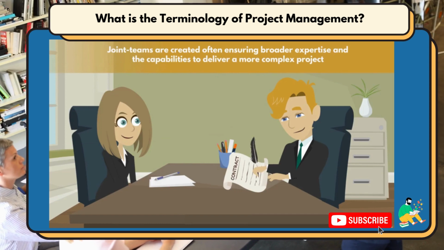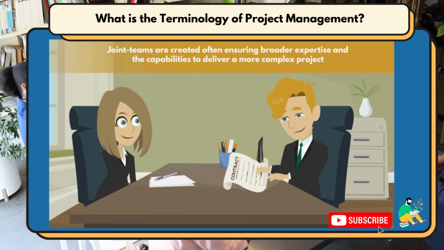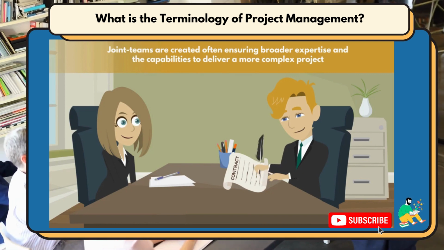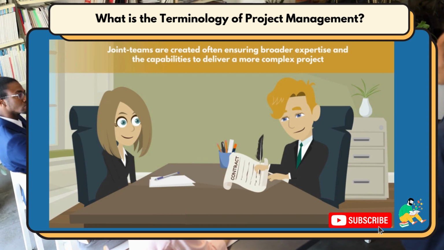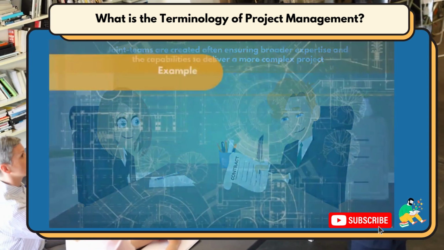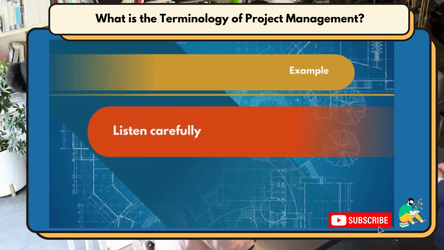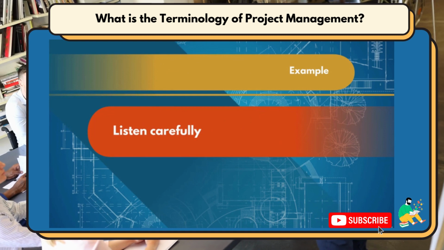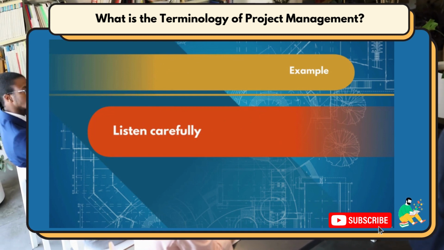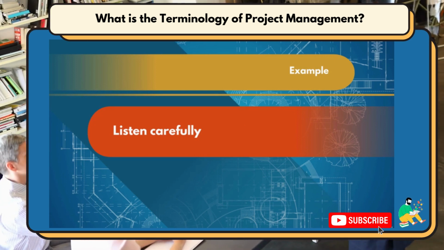Actually, joint teams are created often, connecting employees from more than one company. This is one way to ensure the project team has broader expertise and the capabilities to deliver a more complex project. In an insurance software project, for example, the IT experts would likely be put in a joint team with some insurance professionals from the client organization to work together and ensure the end result is met, both from IT and from the insurance perspective.